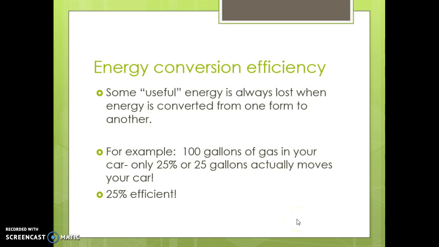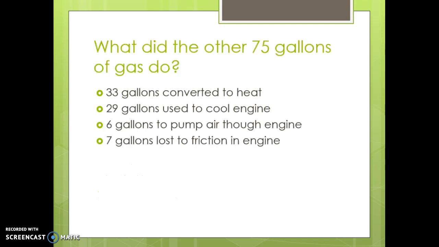The remainder of the 75 gallons are going to be used for all sorts of other things, such as converted to heat. You feel the heat that you turn on in your car. You feel that the engine is warm. 29 gallons of it is used to cool the engine. 6 gallons is used to pump air through the engine, and the last 7 gallons is lost due to friction within the engine. So a lot of times we talk about how efficient vehicles are or how efficient our appliances are. Well, you can see a lot of our energy is lost due to waste. For us as humans, a lot of our energy is lost due to heat as we move our bodies around.